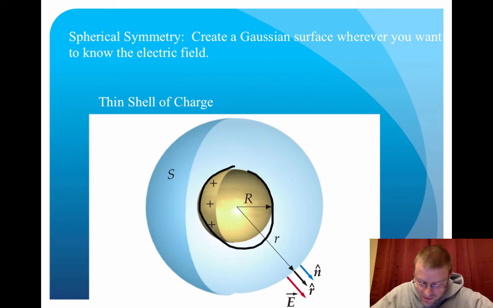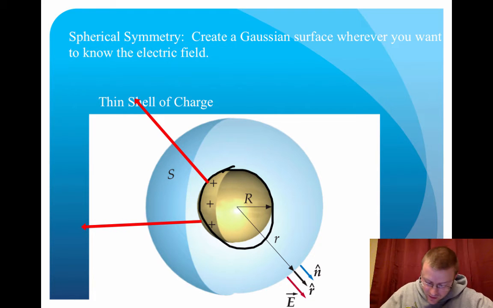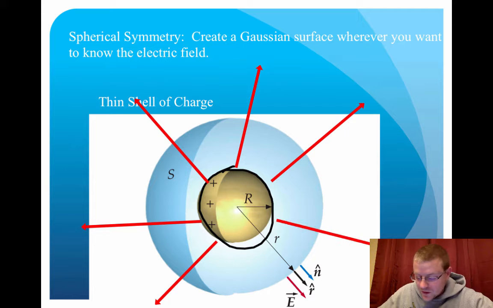It includes this shell, which is positively charged, so the electric field points out in all directions. And since we used spherical symmetry, the area also points out in all directions. So if we go back to Gauss's law, we do have charge enclosed, we do have net flux. And it means we can calculate the electric field strength based on our Gaussian shape.